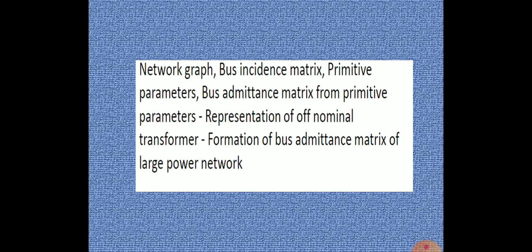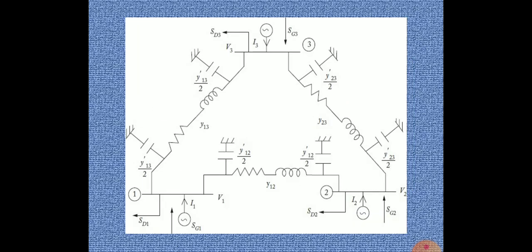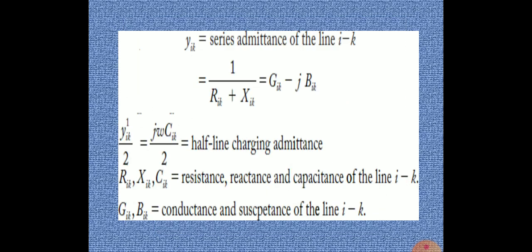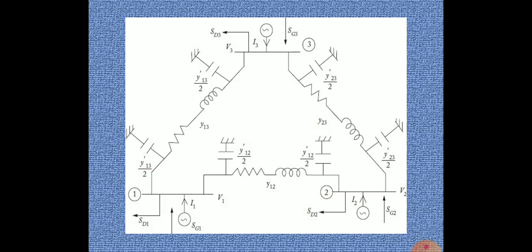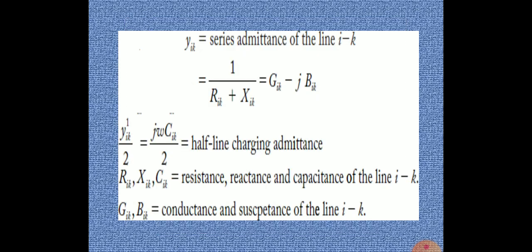In this sample 3-bus system, Y of IK is nothing but the series admittance of the transmission line I to K. Generally, Y of IK is equal to 1 divided by Z. We know Z is the impedance value, so Z is equal to R plus J into X, that is, R of IK plus J into X of IK.